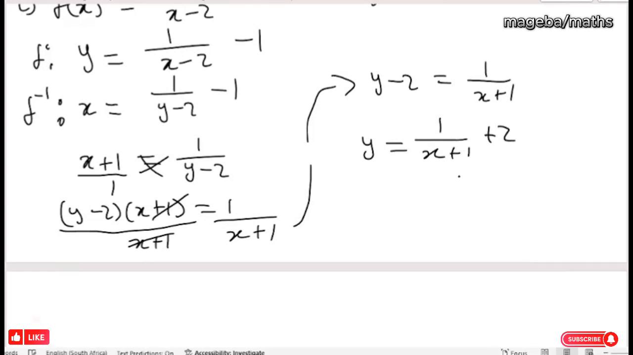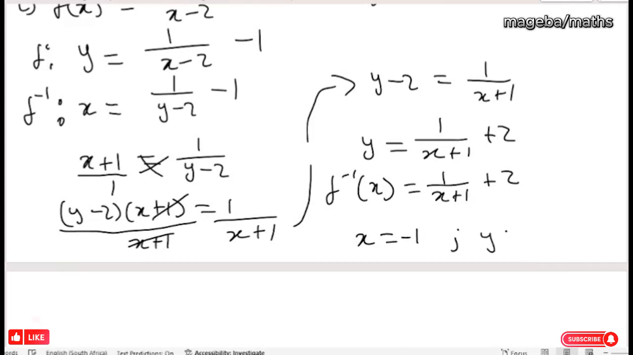Remember, we've already found the equation of the asymptote of the inverse. Now this is the inverse, 1 over x plus 1, then plus 2. The asymptote here is x equals negative 1, and the asymptote here is y equals 2, which is exactly the asymptote that we found in question B, the question of finding the equation of the asymptote of the inverse.